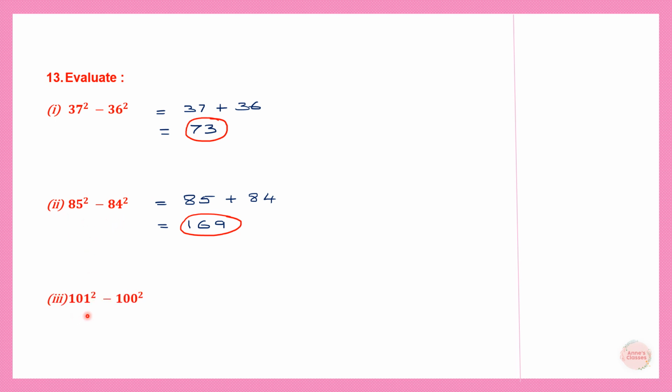Next one, here we have 101 square minus 100 square. Can you see this is n plus 1 and this is n? 100 plus 1, the squares of both. When you find the difference, all you have to do is add both, 101 plus 100. So this will be 201. See how easily we got our answer? This is by applying the seventh property.